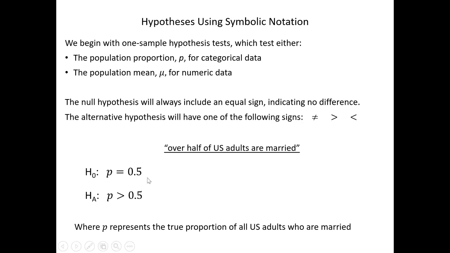All right, so I've got those symbolic hypotheses, and next to them or below them, I should identify what this letter P represents. So in this case, P represents the true proportion or population proportion of all US adults who are married.